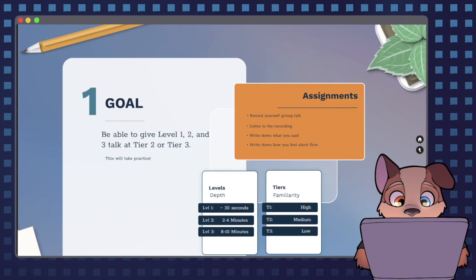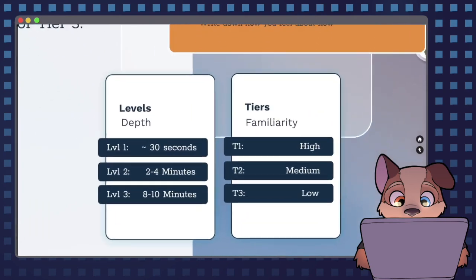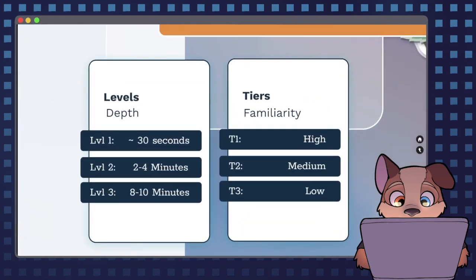So the goal of the problem space expert is to be able to give a level 1, 2, and 3 talk at least at a tier 2 and preferably at a tier 3. And again, this will take practice. I've said some of these words before, so what do I mean by a level 1, 2, and 3 talk? Levels here are talking about the depth of detail. A level 1 talk is just a 30-second talk about your problem. Level 2 is 2 to 4 minutes, and a level 3 is 8 to 10 minutes.